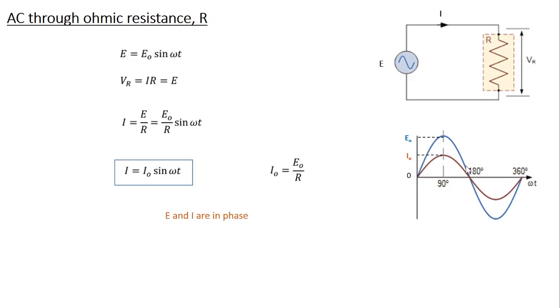Once again at 180 degree or pi radians, both become 0, and when the phase is 3 pi by 2, the sine function becomes minus 1. So the value is minus E naught for voltage, minus I naught for current. Once again at 2 pi, both become 0. So you can notice that both voltage and current, they rise simultaneously, they also fall simultaneously. In other words, voltage and current in the case of an ohmic resistance are in phase.